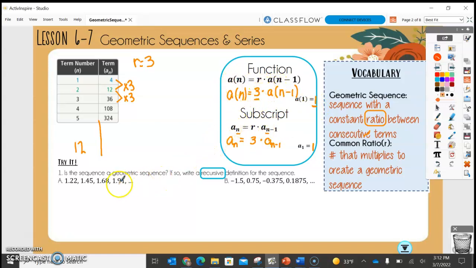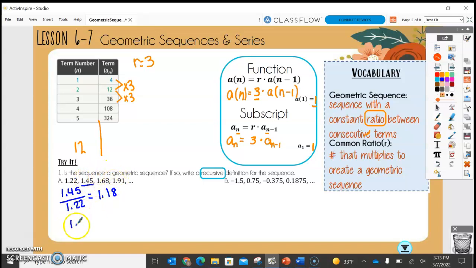So if we look at an example down here, notice these numbers are not that pretty. We can't maybe tell what we're multiplying by. That's when we kind of refer to that ratio again. I think of a ratio as a fraction. 3 doesn't feel like much of a fraction to me. But if I took my term here at 1.45 and divided by the term before, this will give me a ratio. Now, when I do that in this particular case, I get 1.18. It's important that you check every term to see if it's really multiplying by the same number.